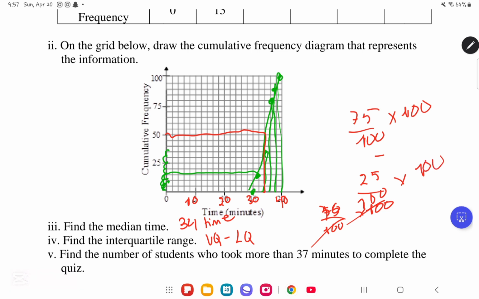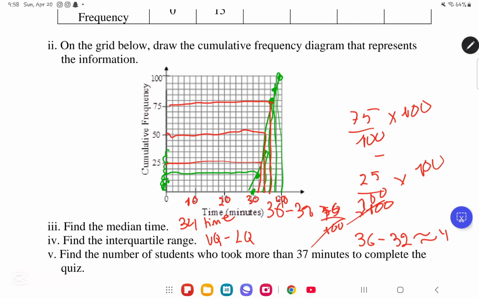So at 75 over here, you will see that the point is almost 36. At 25 over here, you will see the point is 32. So it's going to be 36 minus 32, in my opinion, which is almost 4. And then finally, find the number of students who took more than 37 minutes to complete the quiz.